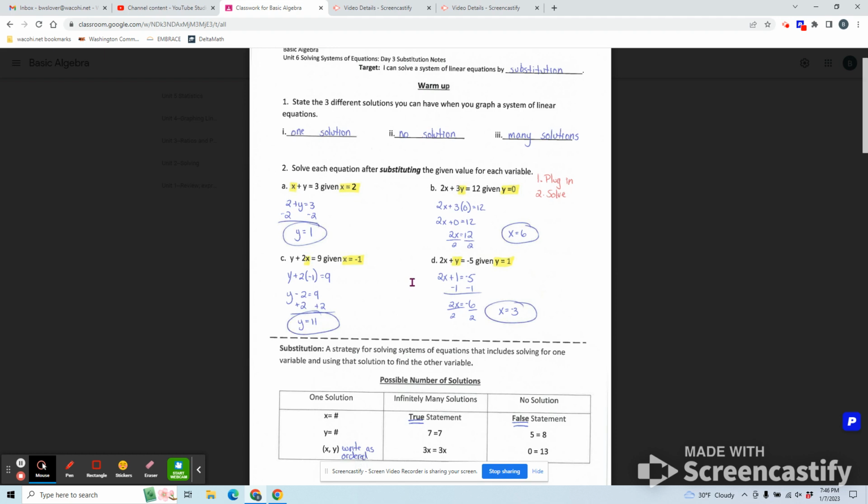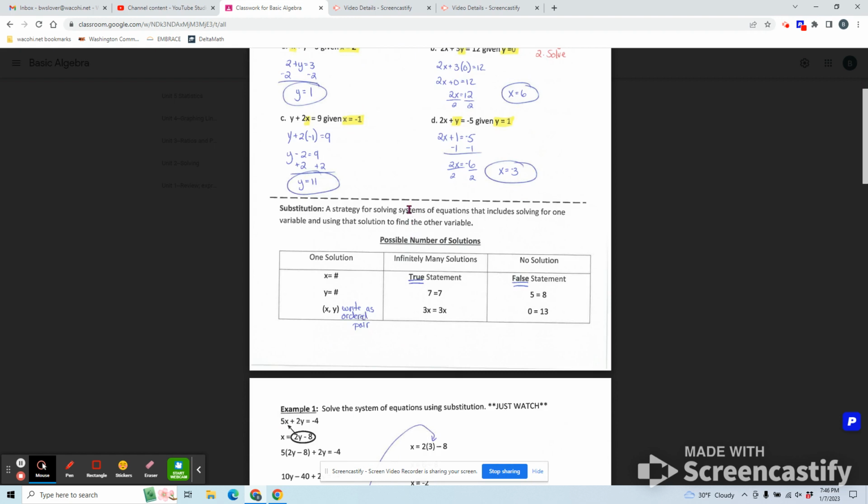So that was the warm-up that's getting us ready for substitution, and that's what we're getting into today. You've substituted information in, I don't know, dozens of times in your math career. But now we're applying it to a system of equations, so it's a little bit different. There's a little bit more to it than just replacing one letter with a number.